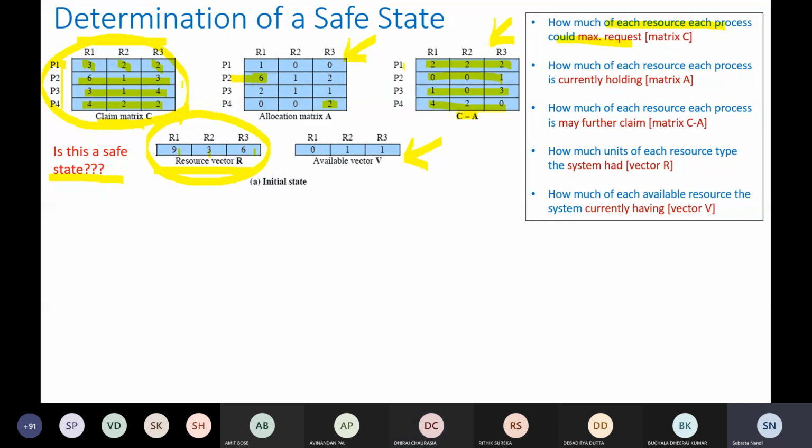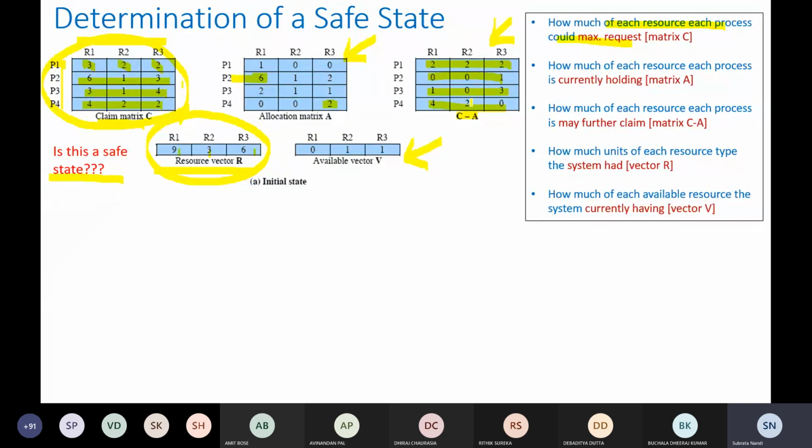At some point of time, P1 requests all its claim, I mean remaining claim, pending claim. P2 requests all its pending claim. So they just do it all at once. P1 says that I want 222, P2 says that I want 001, like this. Now if such a request comes, that is the worst case requesting scenario for all the processes. Now, can the system handle that requesting pattern?